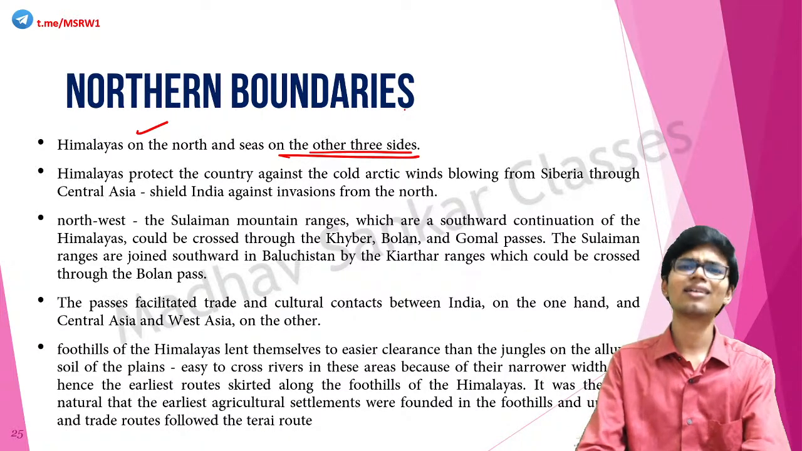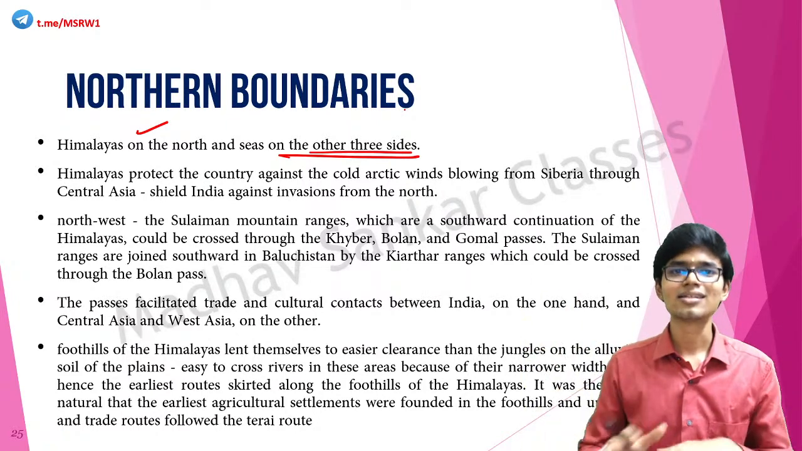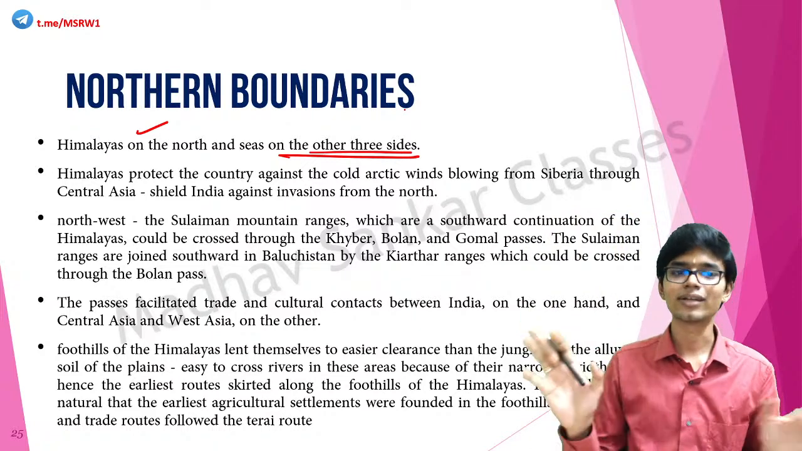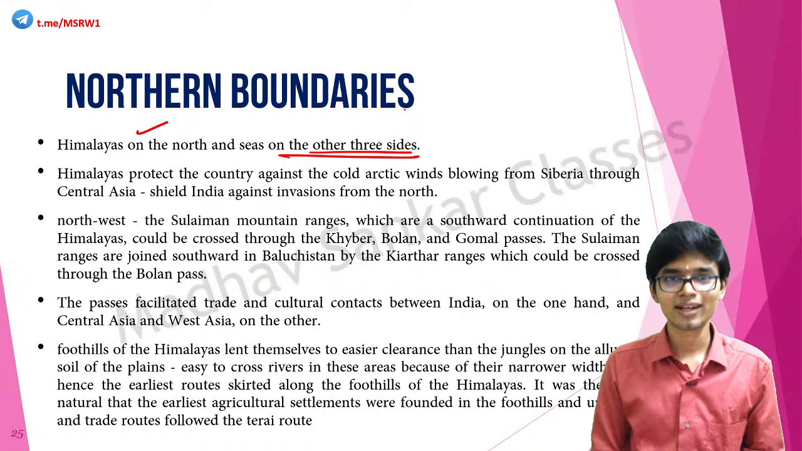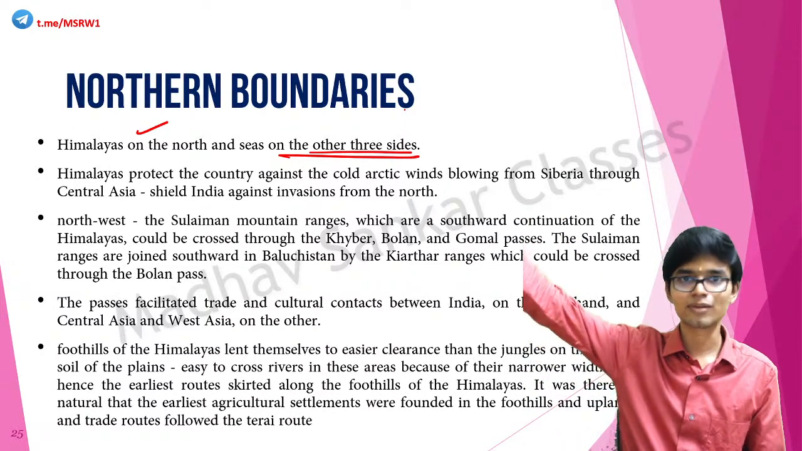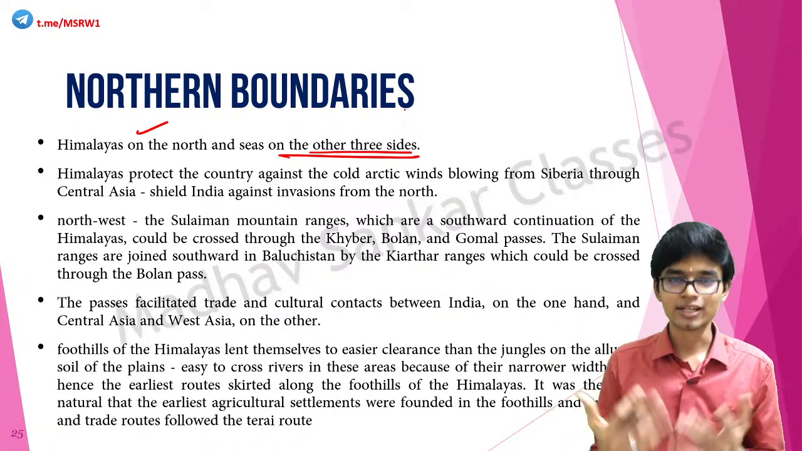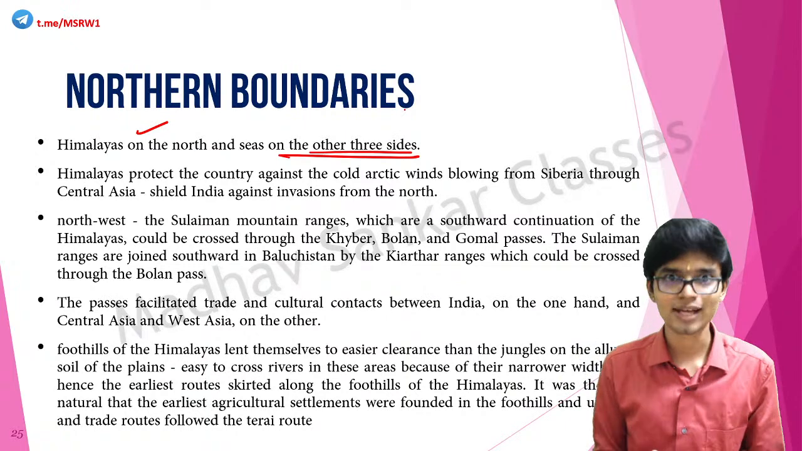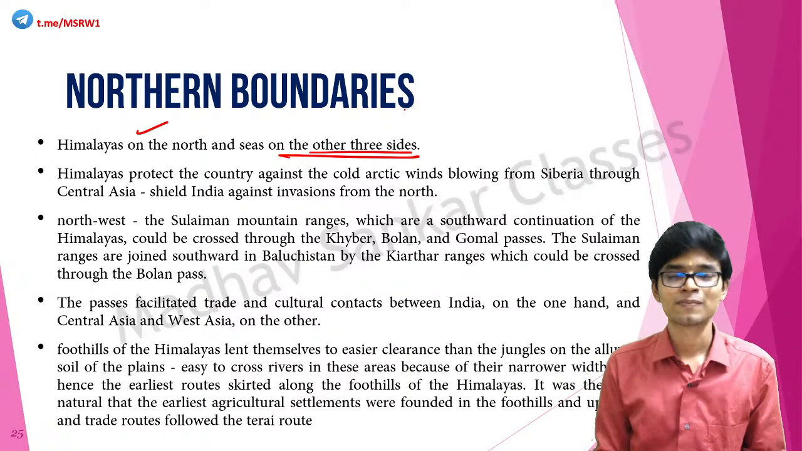We study this in young classes. In 5th or 6th standard, we study that India is surrounded by these three seas and has the Himalayas in the north. What are the advantages of having the Himalayas? The Himalayas act as a natural barrier against the cold Arctic winds blowing from the Siberian region towards India and shield India from such frosts. They also shield India from various invasions.